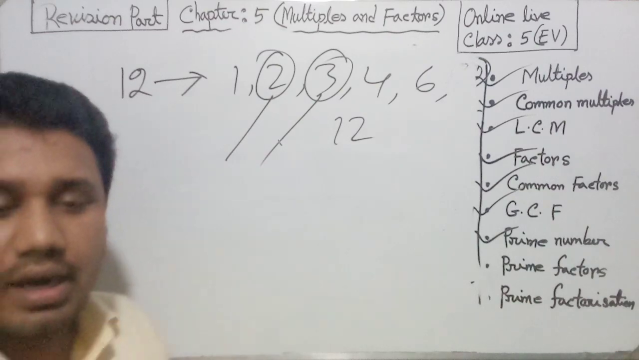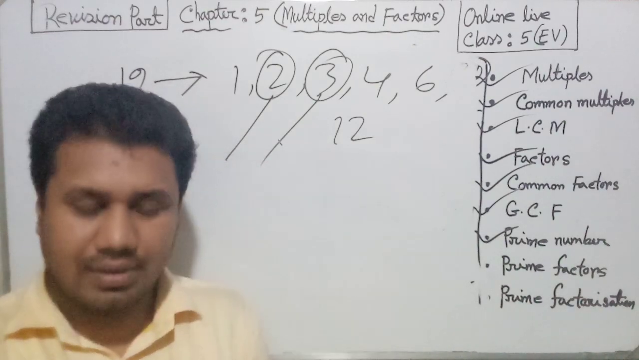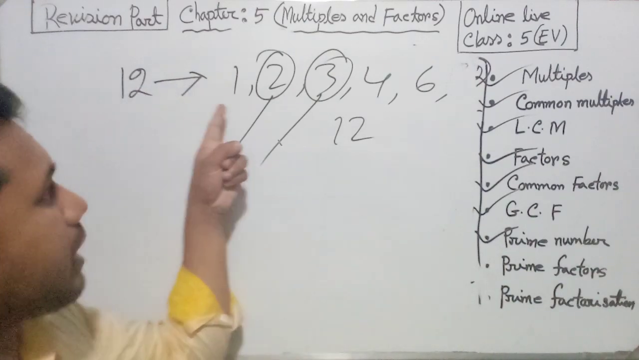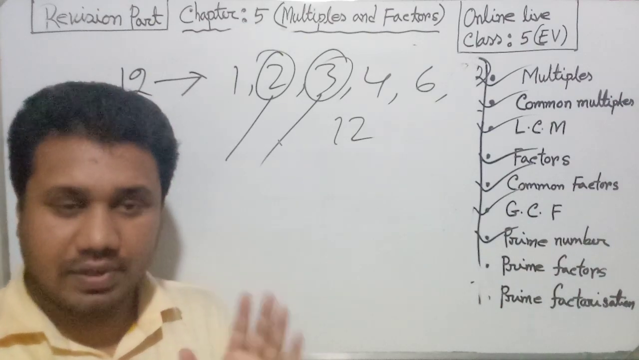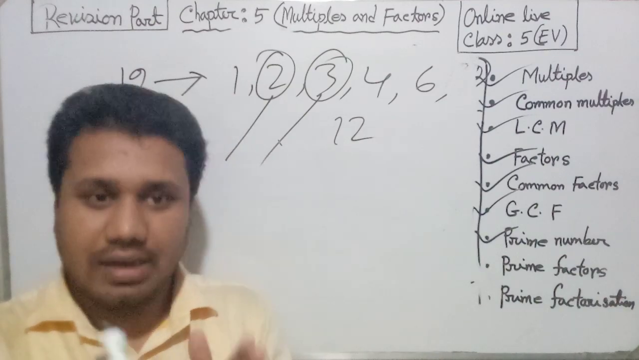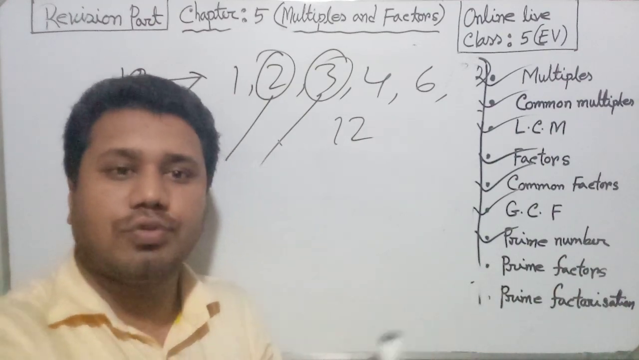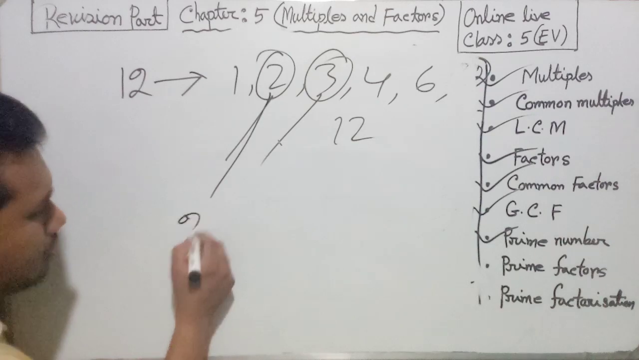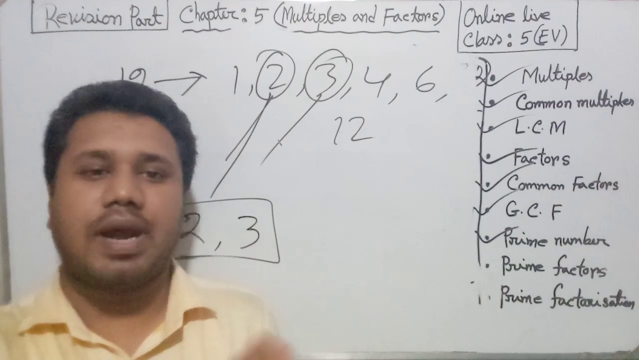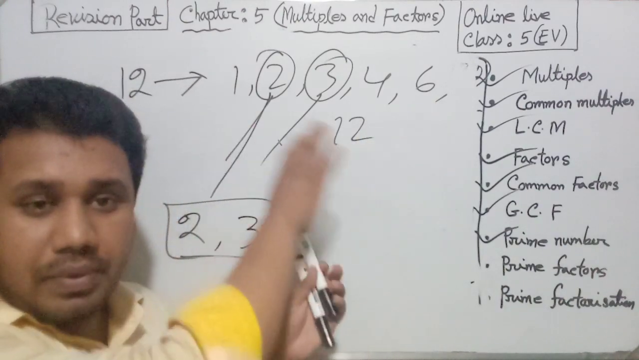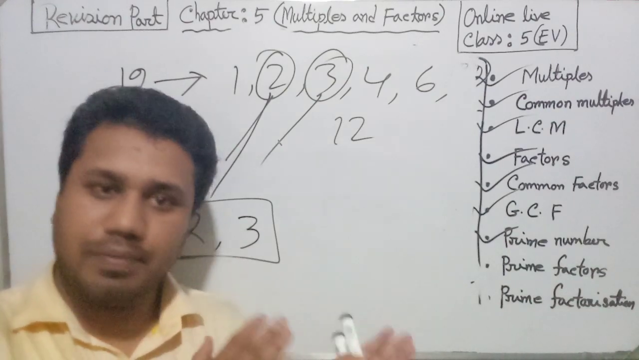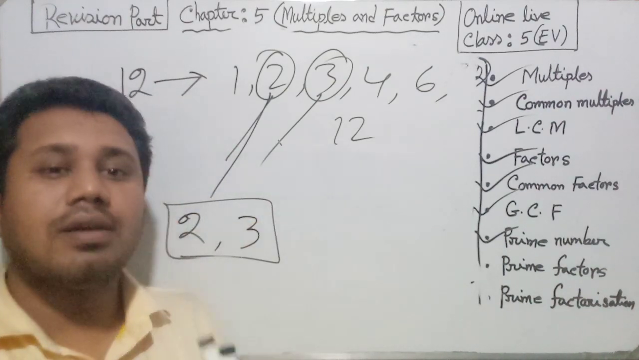If the question says write the factors of 12, dear students, then you have to write 1, 2, 3, 4, 6 and 12. If the question says write the prime factors of 12, then you have to write only 2 and 3. Because among all the factors, 2 and 3 are the only ones that are prime numbers and also factors, so we can say they are prime factors.